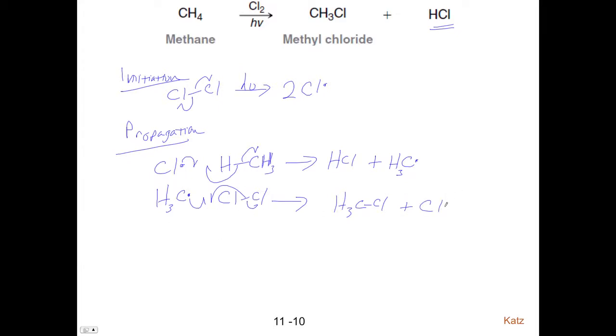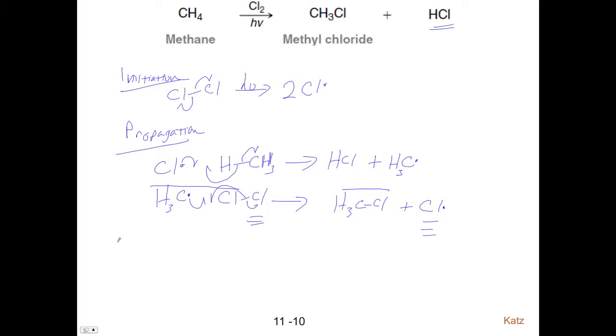Cl dot. This guy here comes from this guy here, and I'll just put this one here with a line on top. This guy here comes from this guy there. See that? But it's important. Propagation: start with some radicals, end with some radicals.